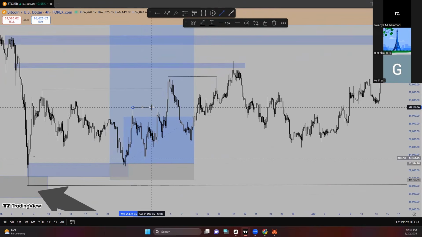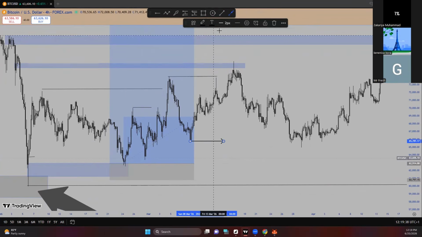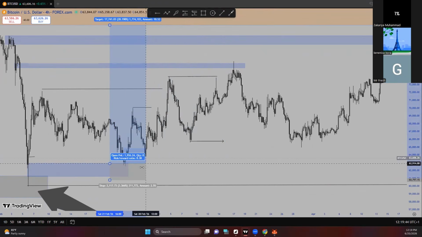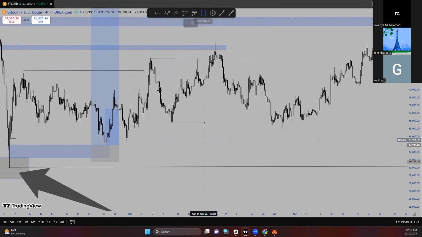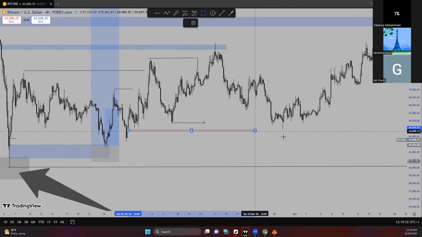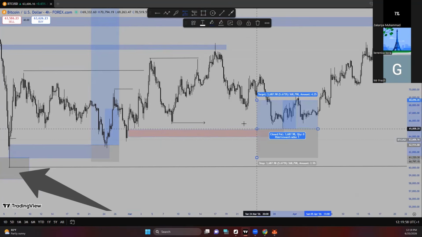Break of this structure, the market falls into the range and gives you liquidity. The market gives you liquidity, and then you have a zone that the market has never used, which is this order block as your point of interest. This is where you can take another buy from the zone.